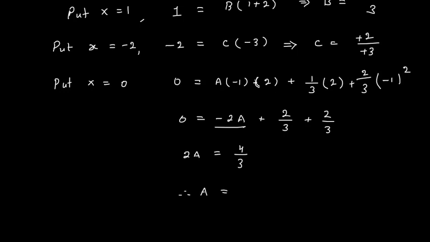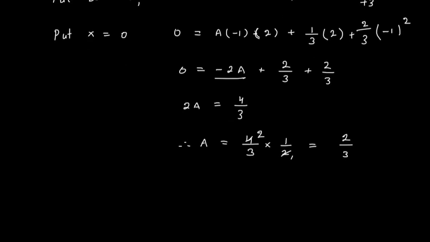So therefore the value of a is 4 divided by 3 into 1 divided by 2. So 2 ones are 2, 2 twos are 4. So it is 2 divided by 3. So the value of a we get is 2 divided by 3. The value of b we get is 1 divided by 3, and the value of c we get is 2 divided by 3.